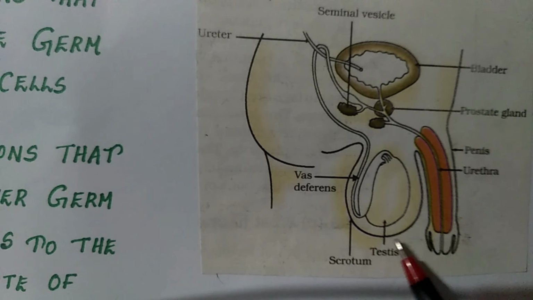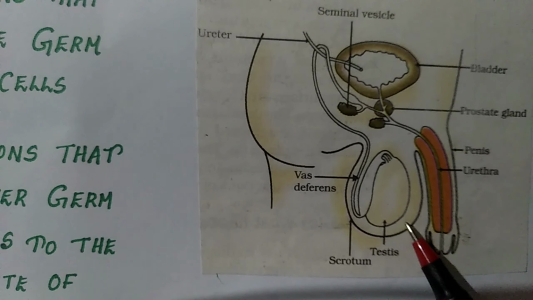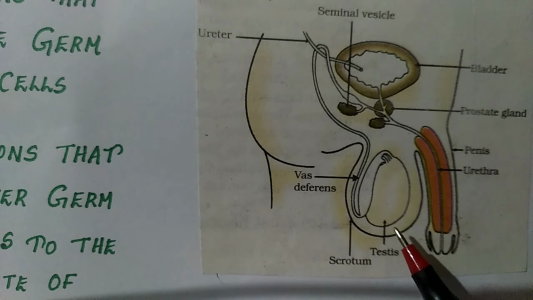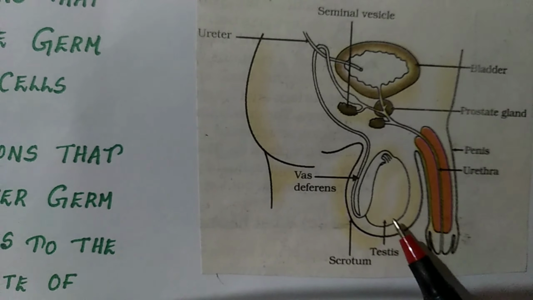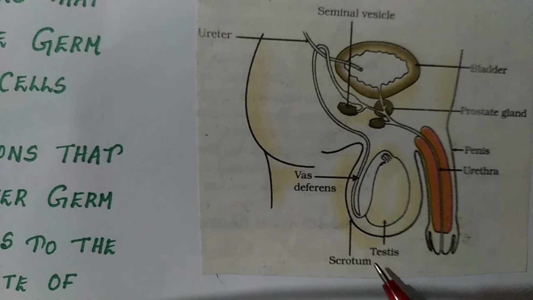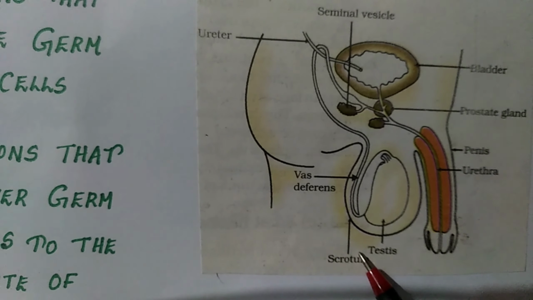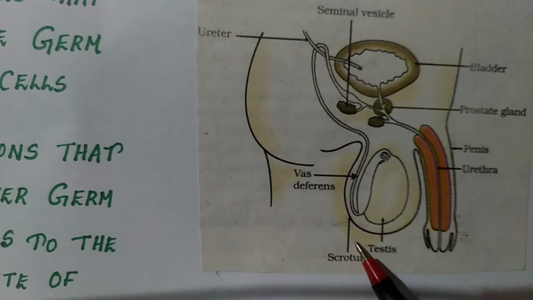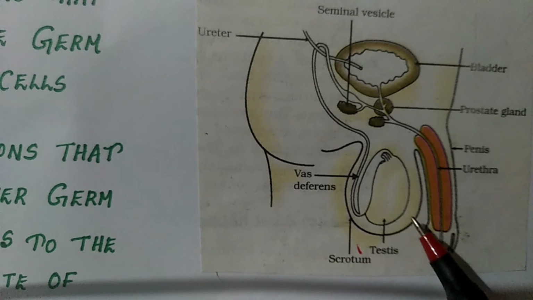The main function of the testis is to produce the sperm, and another function is that it secretes the male sex hormone called testosterone. These are the two major functions of the testis: release of sperms, and production of a hormone called testosterone. The testis is surrounded by an outer covering called the scrotum. The importance of the scrotum is that it provides the optimum temperature required for the formation of sperms. So this is regarding the testis and scrotum.